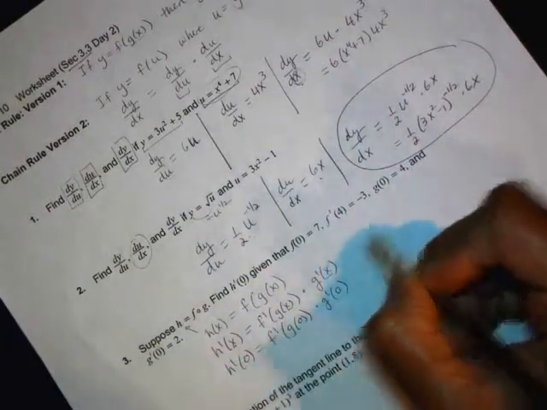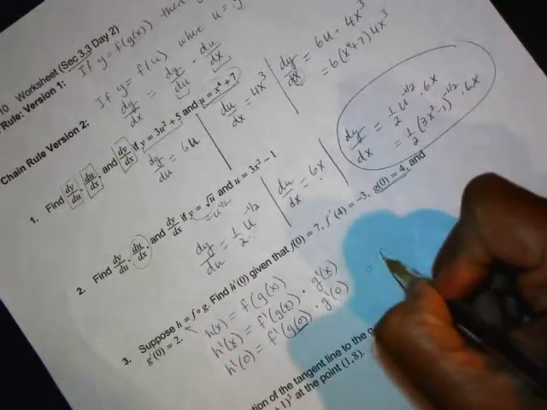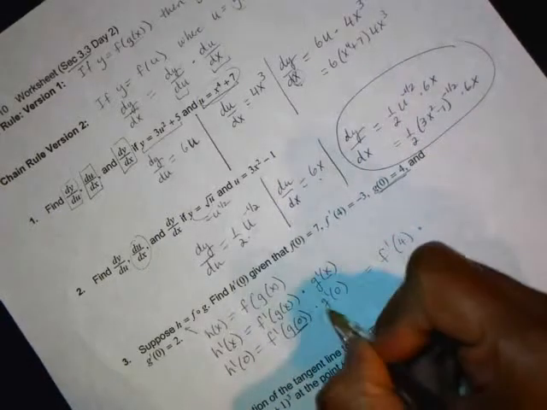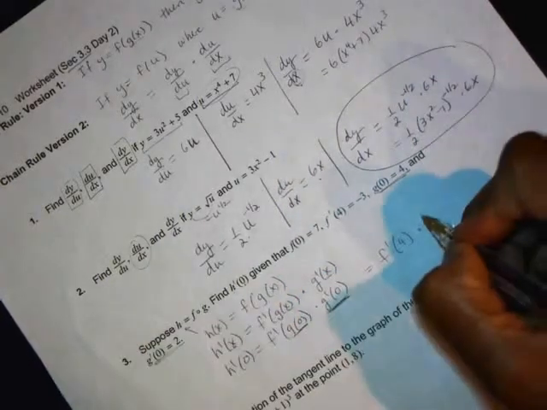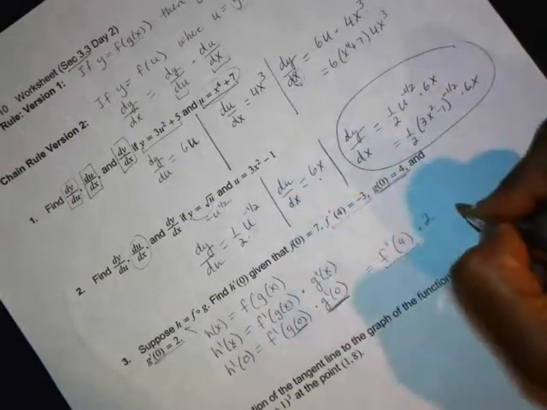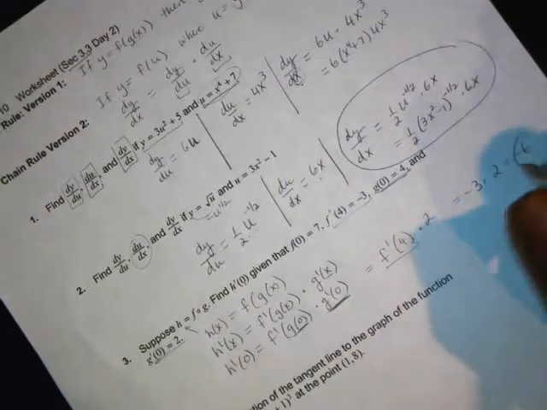We know g of 0, it's right here. So it's f prime, start from inside, g of 0 is 4, and g prime of 0 is given, which is just 2. And f prime of 4 was also given, it's negative 3, so it's negative 3 times 2, the answer is negative 6.